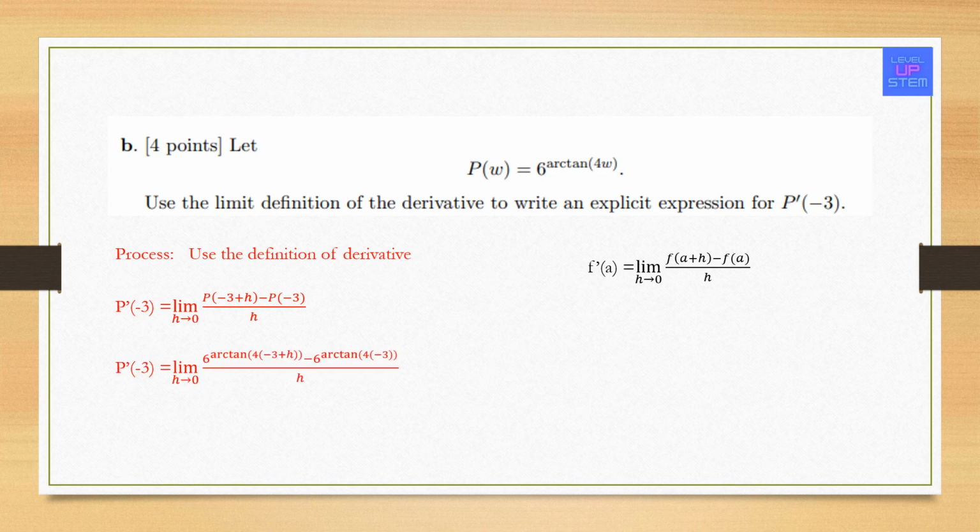And now we're going to plug that into the equation. So replace in the 6 arctan 4w. Everywhere we see a w, we're going to replace it with either a -3 plus h or a -3, like so. And you should have h over the bottom. And so that'd be your answer, and you can take the limit if you wanted to find the final answer.